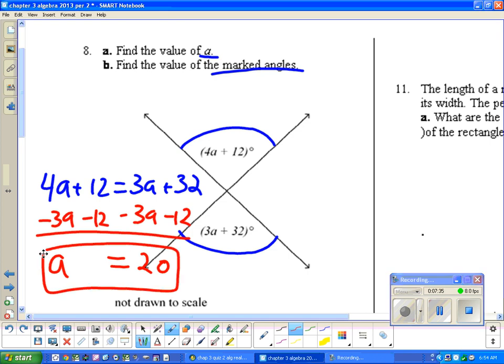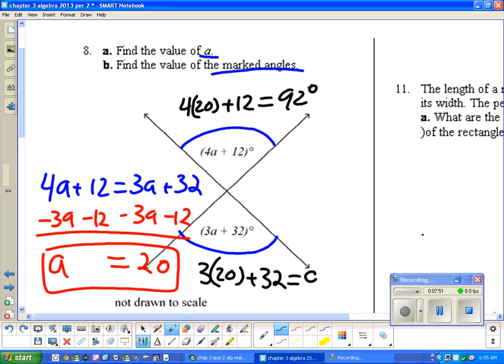That answers the first question. Now find the angles. Well, 4 times 20, which is 80, plus 12 would be 92 degrees. And down here, 3 times 20, which is 60, plus 32 is also 92 degrees. So you check here, and you answer question B.